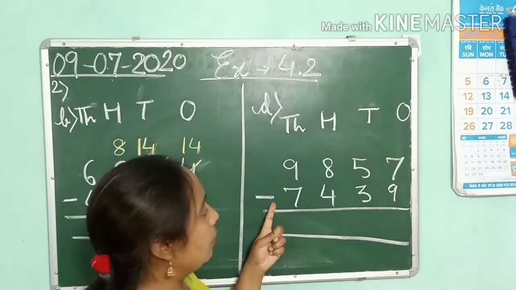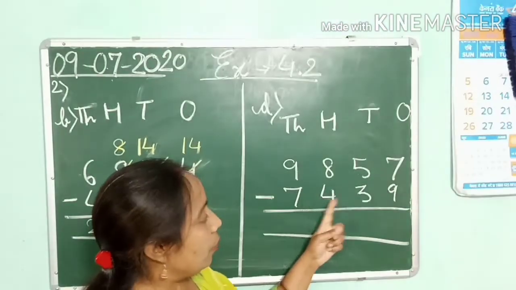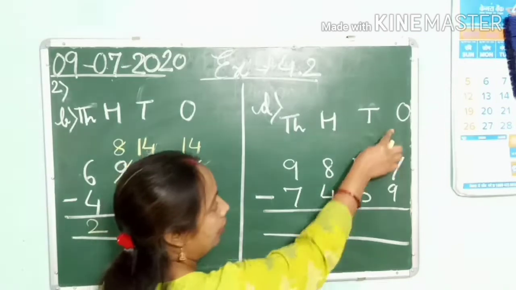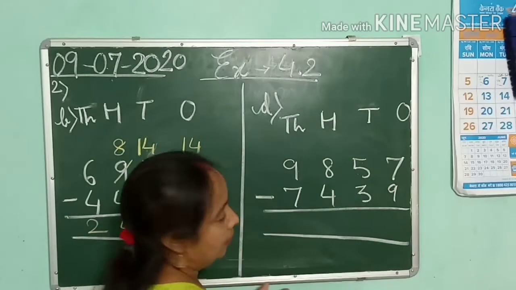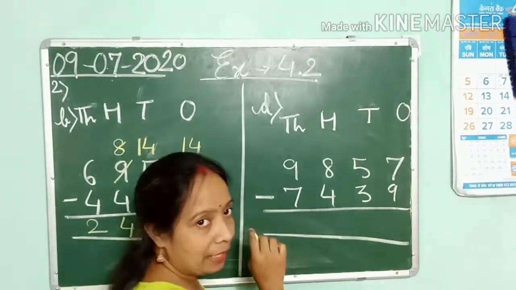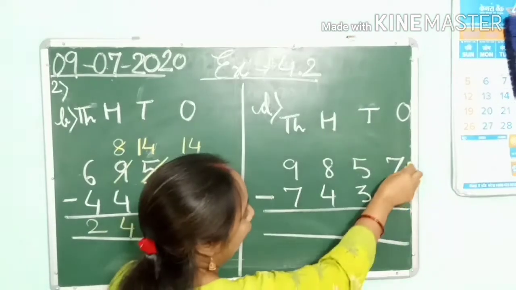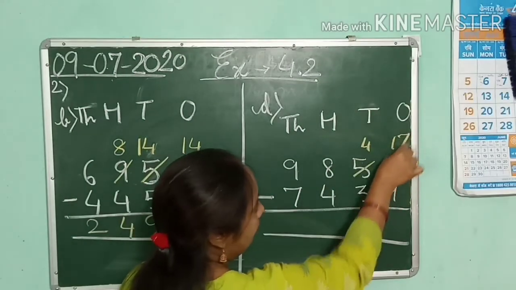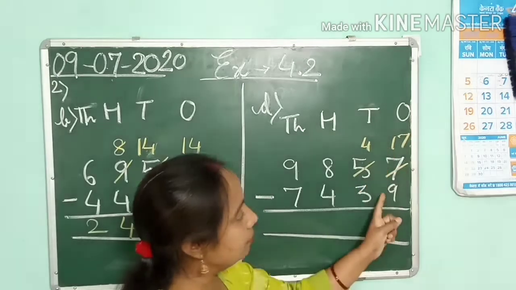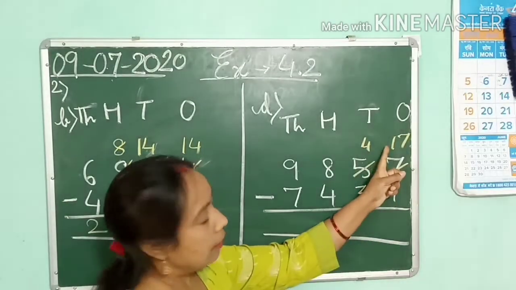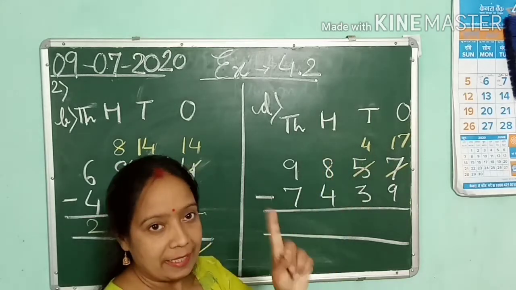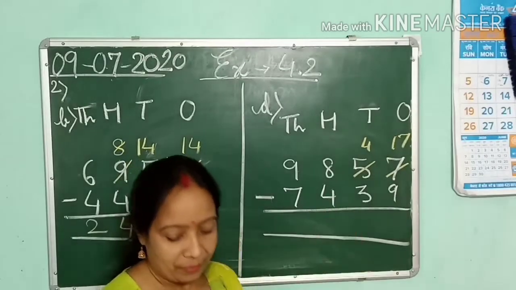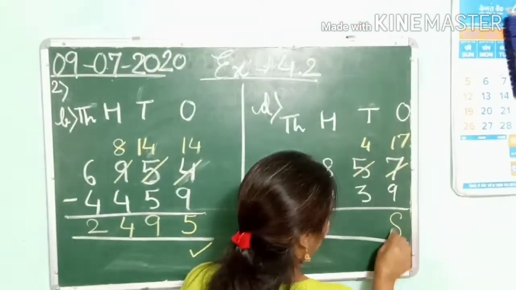In this question, children, we have to subtract 7,439 from 9,857. Under the ones column, again you see, you have to subtract 9 from 7. But 7 is smaller than 9. You cannot subtract, so you need to borrow. So, 7 will borrow from 5. 5 becomes 4. 7 becomes 17. Now, 17 minus 9. After 9, you start counting till 17: 10, 11, 12, 13, 14, 15, 16, 17. How many fingers? 8. So, you write here 8.